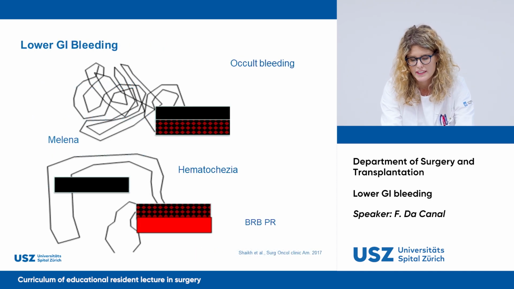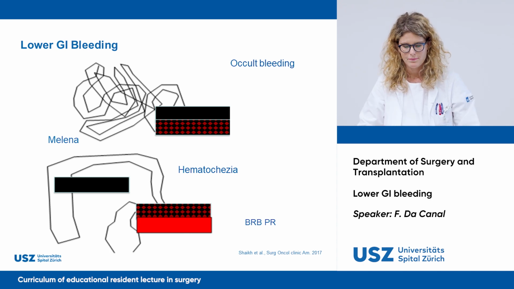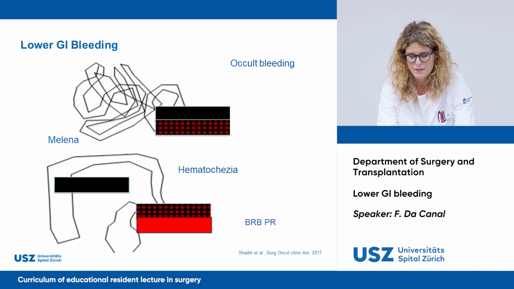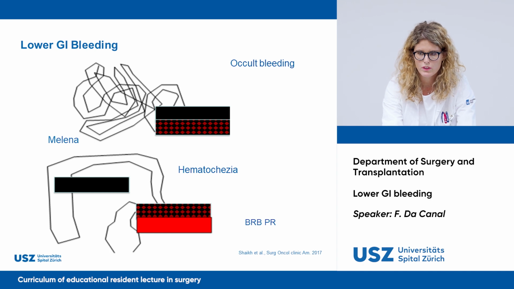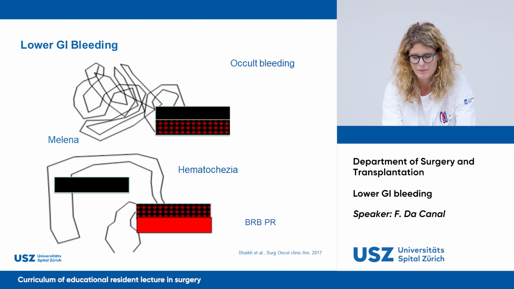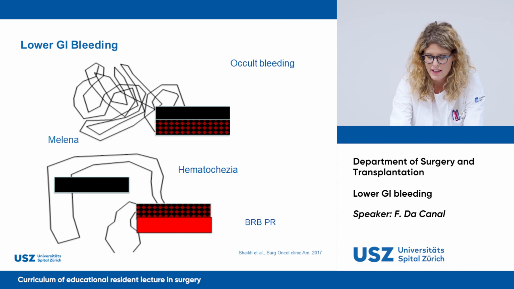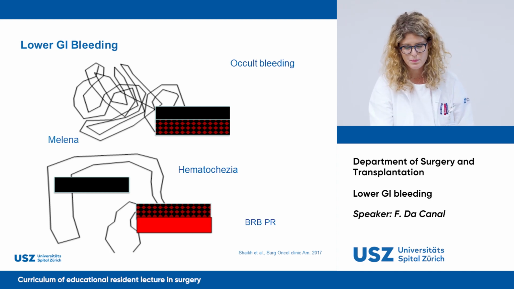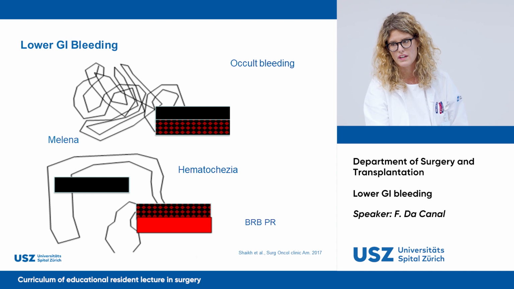A lower GI bleeding can present in 4 different ways. Melena, which is black, tarry and foul-smelling stool containing partially digested blood. Hematochezia, which is blood mixed with stool. It can just present as frank blood, with the acronym BRBPR, which stands for bright red blood per rectum. Or last, occult bleeding, which refers to a bleeding without the presence of symptoms, because the blood loss is either so small or so gradual that the patient doesn't realize it.